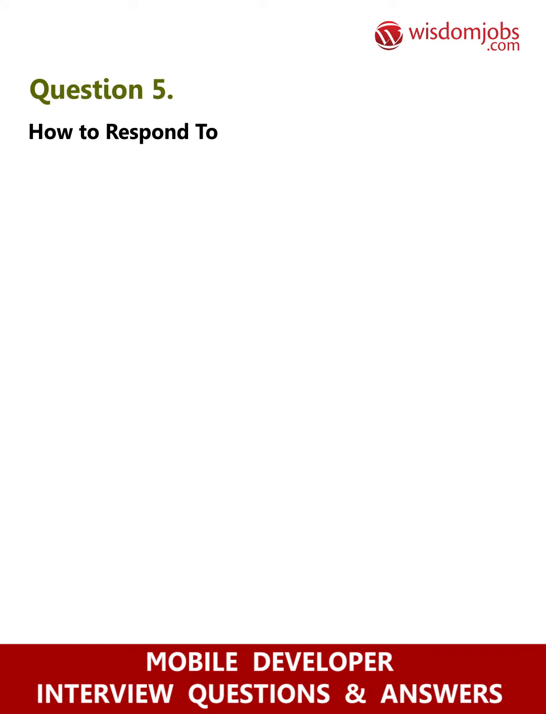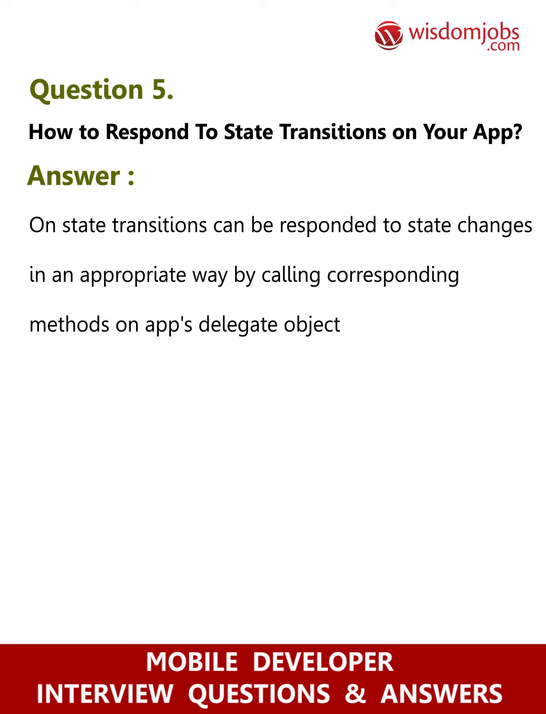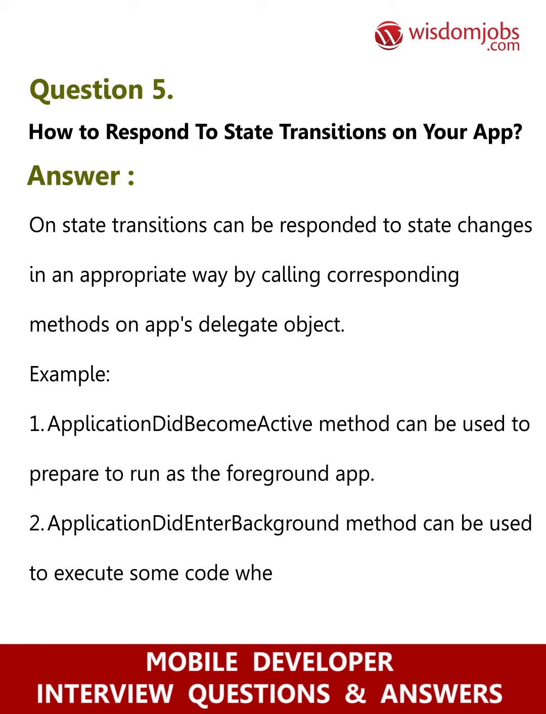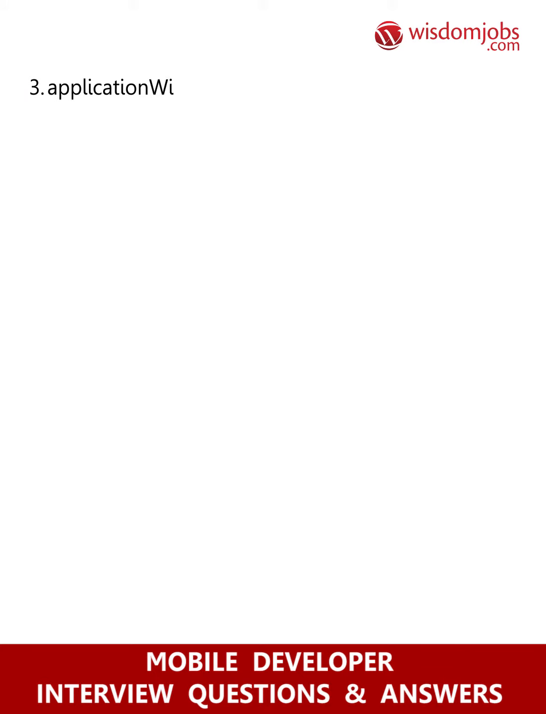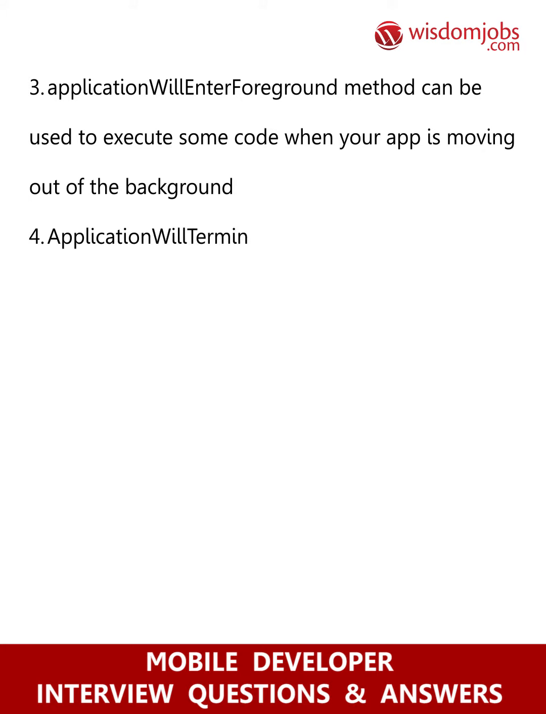Question 5. How to respond to state transitions on your app? Answer. State transitions can be responded to in an appropriate way by calling corresponding methods on the app's delegate object. Example 1. The applicationDidBecomeActive method can be used to prepare to run as the foreground app. 2. The applicationDidEnterBackground method can be used to execute some code when the app is running in the background and may be suspended at any time. 3. The applicationWillEnterForeground method can be used to execute some code when your app is moving out of the background. 4. The applicationWillTerminate method is called when your app is being terminated.